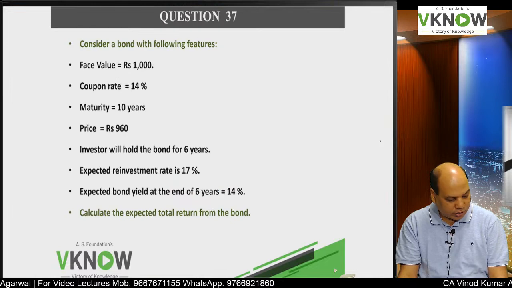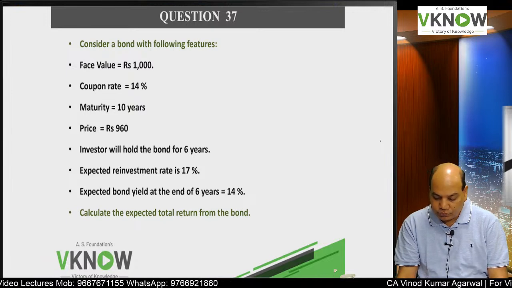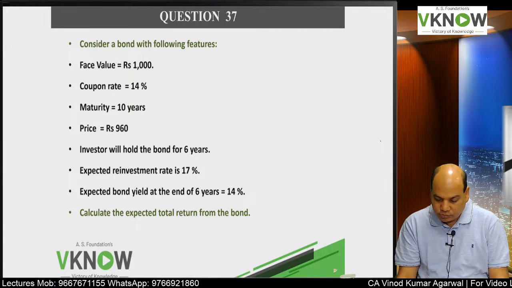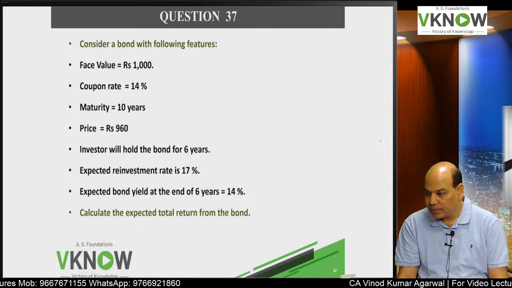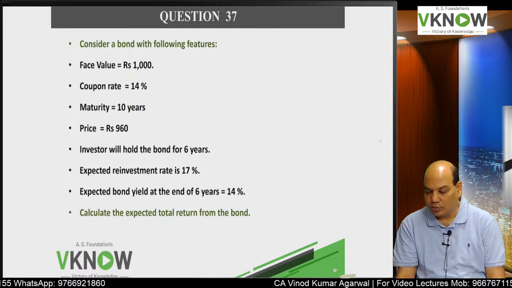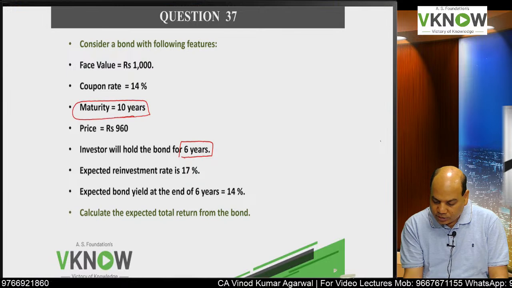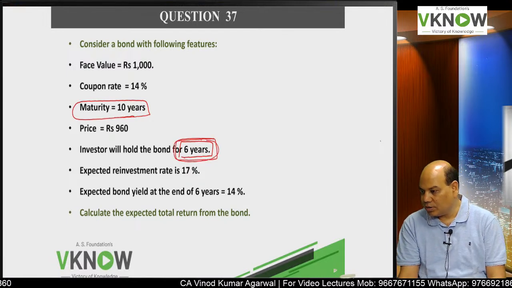Come to question number 37. Question 37, consider a bond with the following features. Face value rupees 1000, coupon rate 14%, maturity 10 years, price 960, investor will hold the bond for 6 years. Oh, maturity is 10 years, but the investor will hold the bond only for a 6-year period.